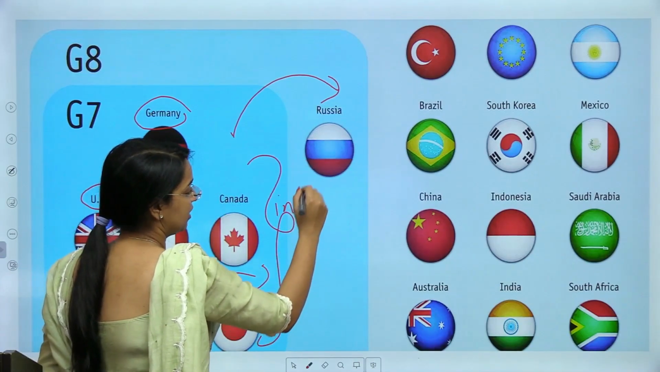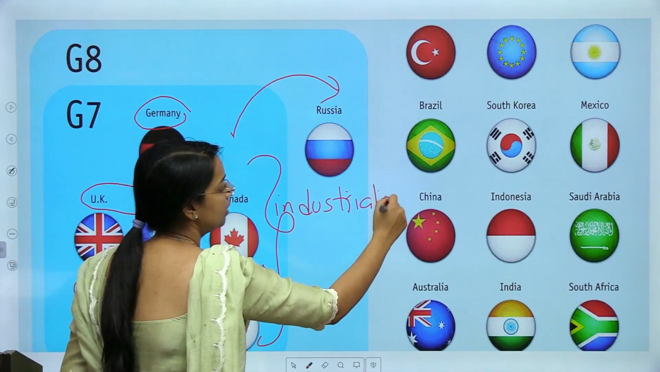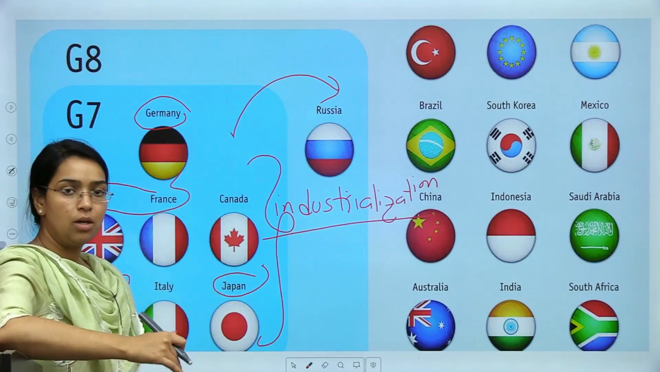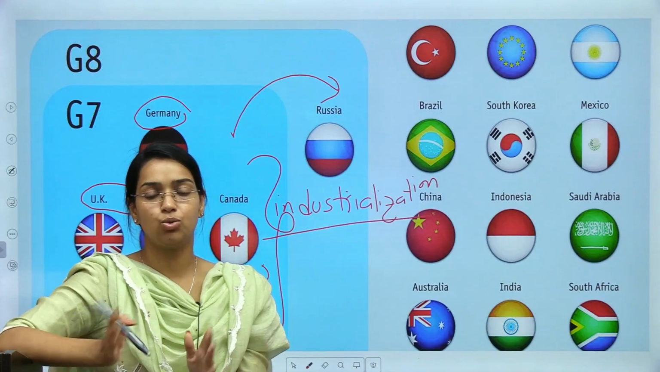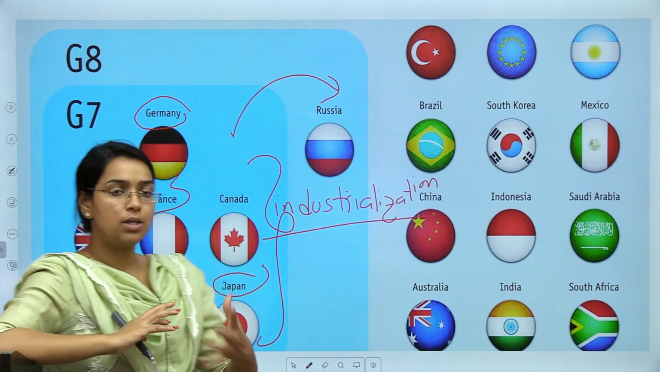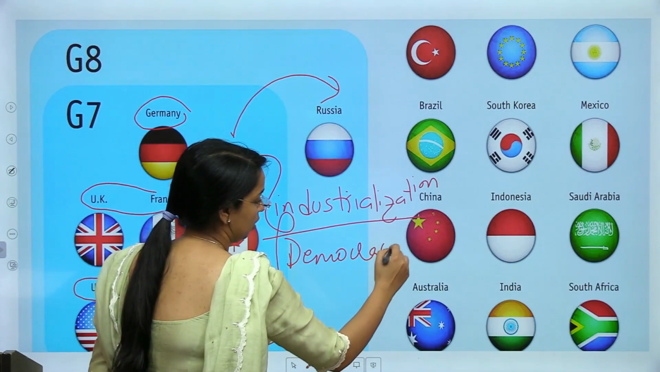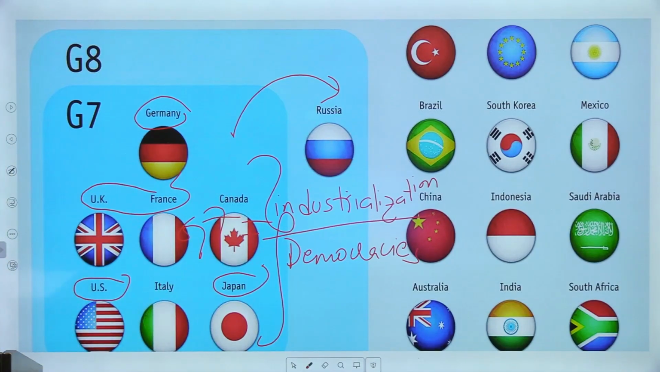All of these countries have seen industrialization, right? That is the process of transitioning from the agricultural sector to industry being your dominant strength. Okay? So industrialized, and they are all democracies also. So G7 is a grouping of these industrialized big democracies of the world, right? And they meet on various global issues.